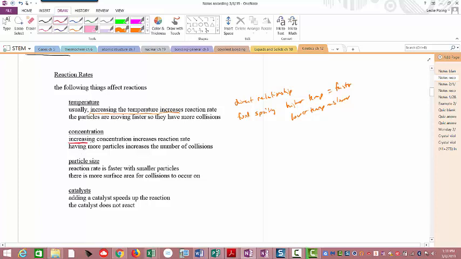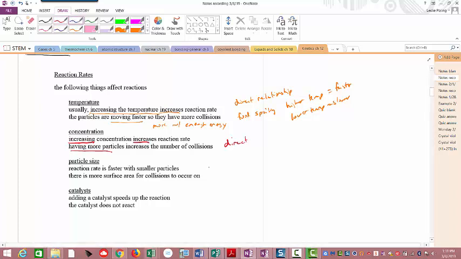Concentration: increasing concentration increases reaction rate. So again, we have a direct relationship. Both of these are increasing collisions. With temperature, moving faster, more collisions, or at least more with enough energy. Whereas concentration, literally you just have more particles, so you're going to have more collisions.